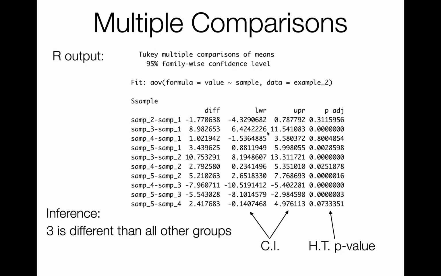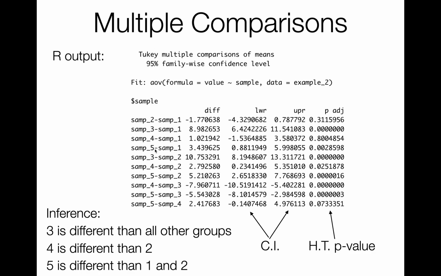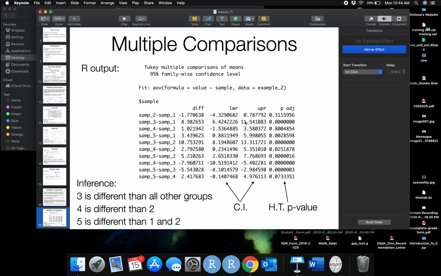If you go through down here, you'll see that anytime you see a group 3, 0 is not included. 3 is different than all other groups. 4 is also different than 2, at the 5% significance level there. And 5 is different from 1 and 2. So if you go through and look at the p-values or the hypothesis tests, all of these that I talk about in the bottom left show up in either the confidence interval or the p-value. You'll do these, or make some statement about these, in the homework.